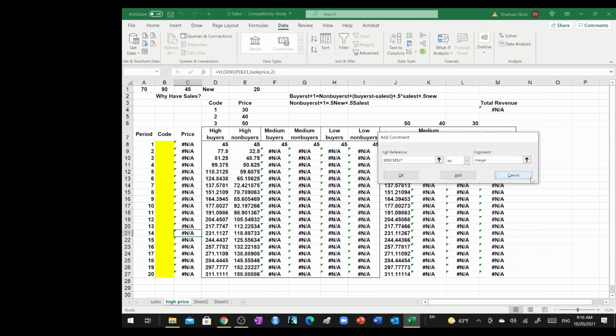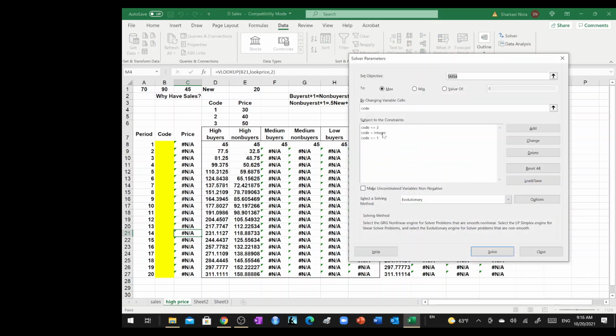All right, so I already set up the solver. Code is equal to an integer, and the code should be between 1 and 10, 1 and 5, 1 and 3. In our case, it's 1 and 3. All right, so we don't need to set up the price maximum or minimum. You know why? Because as you can see here, if the code is set up, the price is set up, right?